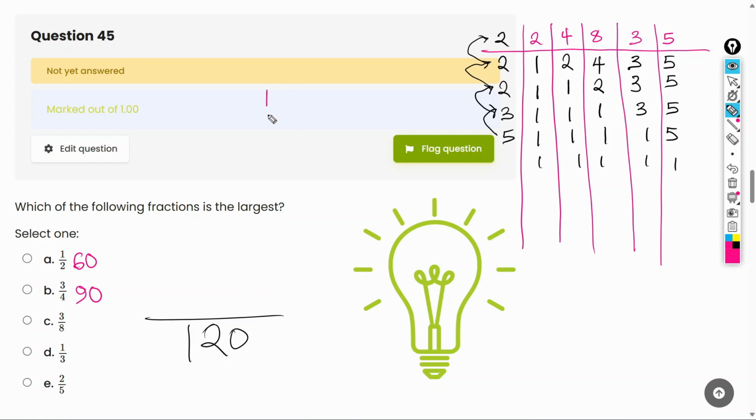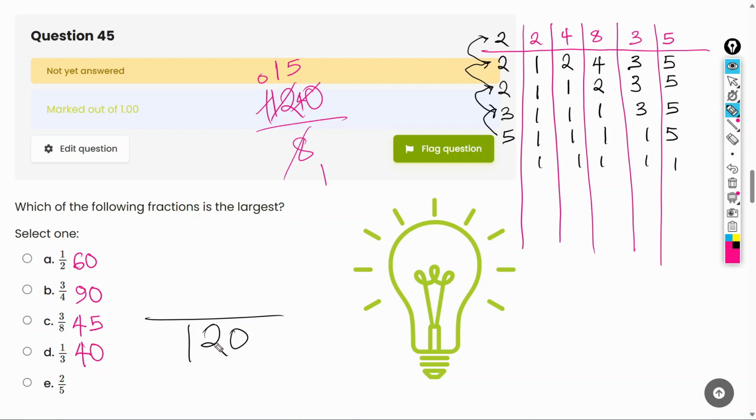8 into 120, let's do that here. 8 into 1 is 0, carry 1. 8 into 12 is 1, remainder 4. 8 into 4 is 5. So that's 15. Then 15 times 3 is 45. Then 3 into 120, 3 into 12 is 4, and then 0, that's 40. 40 times 1 is 40.